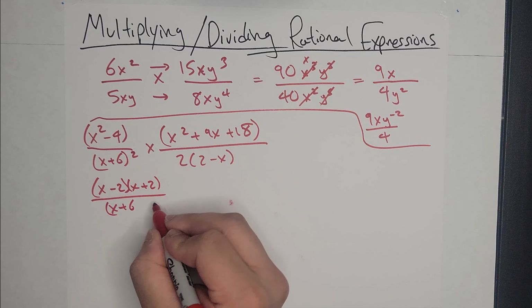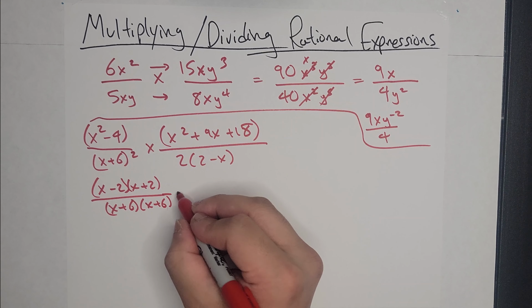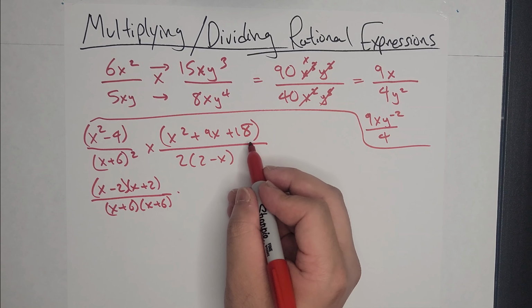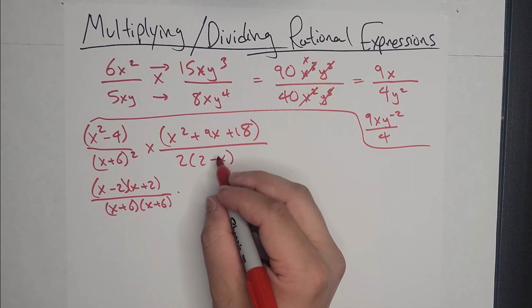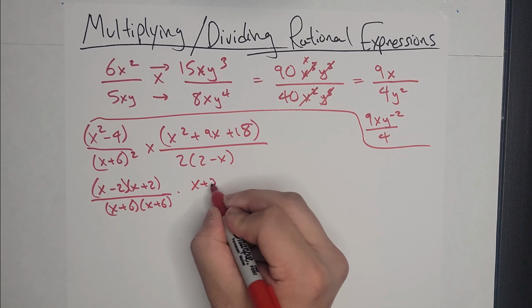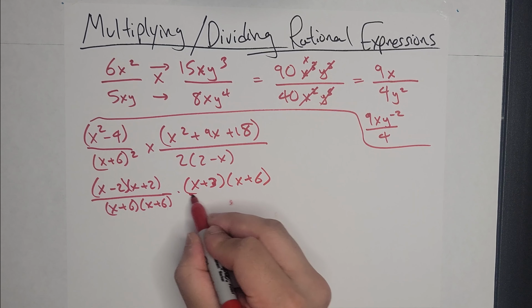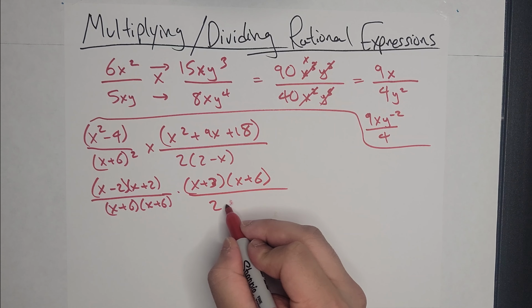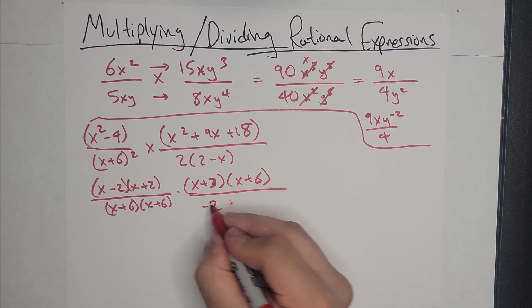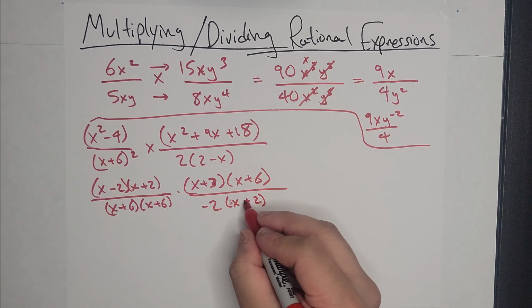x plus 6, x plus 6. That's just x plus 6 squared. Times, let's factor that out, two numbers that multiply to 18 but add up to 9, same sign. That should be 3 times 6, x plus 3, x plus 6 divided by 2 times, see this 2, x minus 2, if I take out the negative sign from the bracket and put it in front of there, I'm left with x plus 2. Sorry, no, x minus 2.